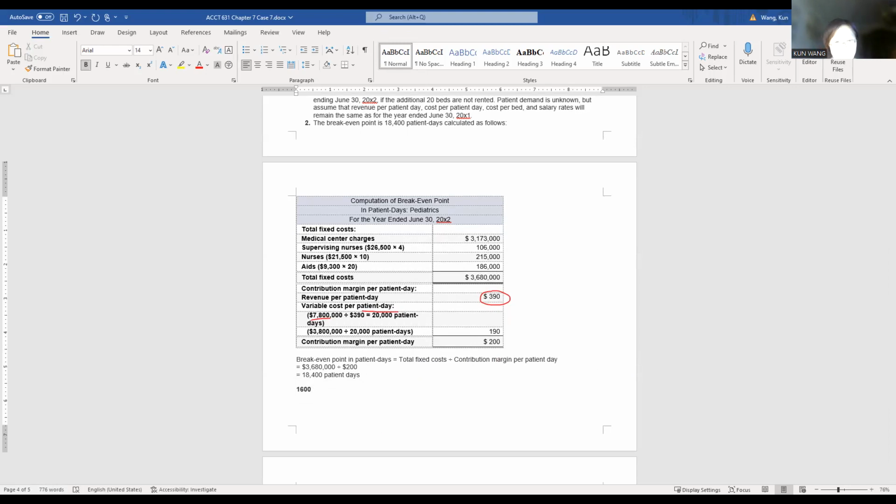This is 20,000 minus my break even, then times the contribution margin. You can see very quickly we can find out the profit: 32,000 only. Oh no, 4 zeros. Oh, 320,000. That's your profit, even though the question didn't ask. So this is our current profit.